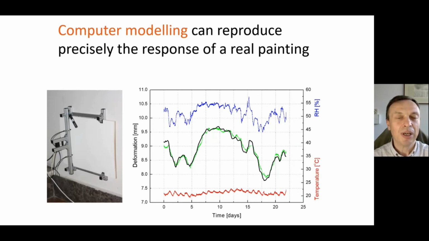And here you can see a wooden panel covered with a gesso layer exposed in one of the galleries of the National Museum in Krakow, and we monitor both relative humidity and temperature. You can see here relative humidity, you can see here temperature, and the black curves represent the measured deformation of the objects, and the green curve shows the simulation. And more or less you can see that the simulation mimics the actual experimentally measured values.